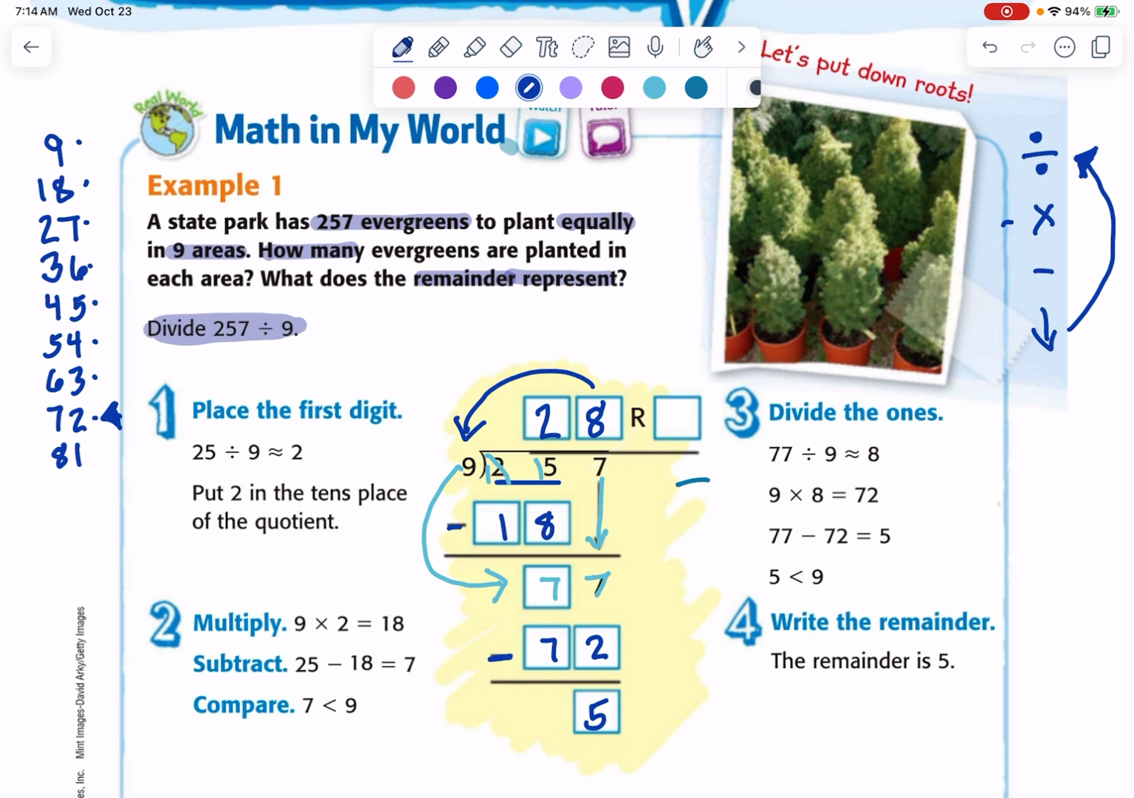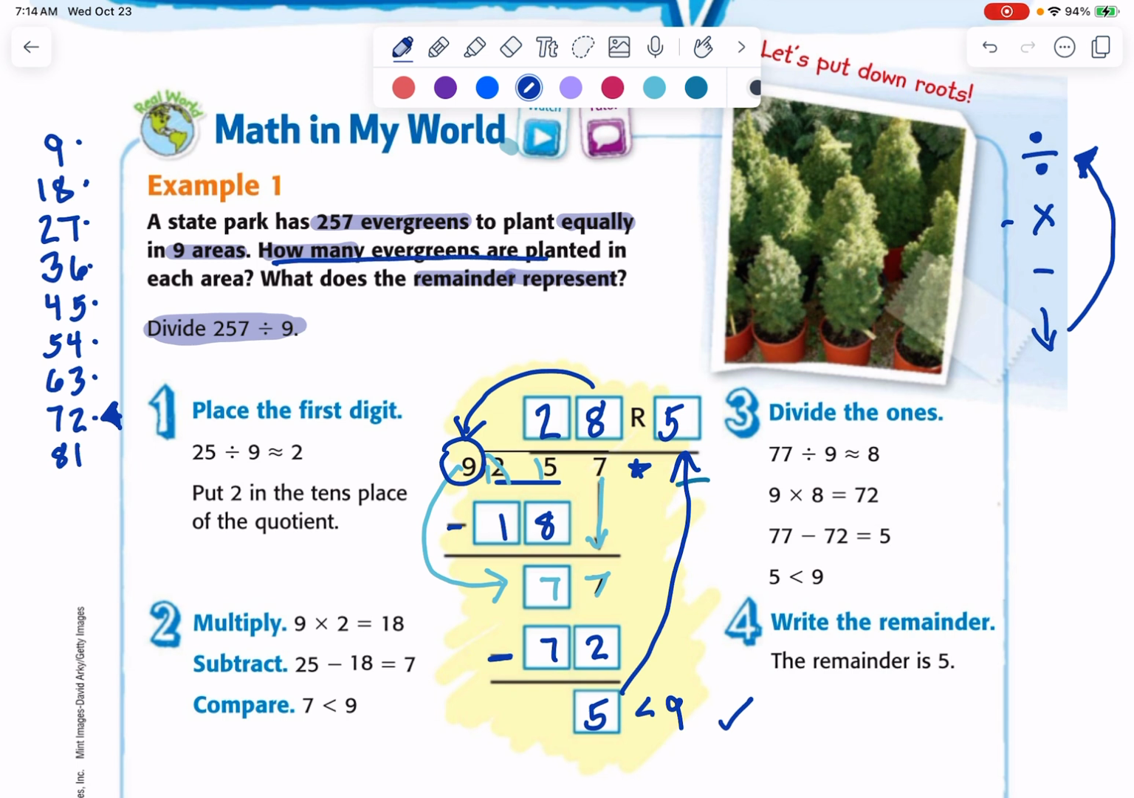So one thing I want to check when I get to this point, I have nothing else to bring down, right? The only thing I need to ask myself is, is my remainder less than my divisor? So is it less than 9? Yes, it is. So that is a true remainder. It goes up here. Okay? So 28, remainder 5. How does that help me answer the question?